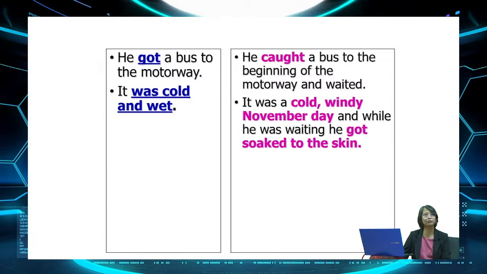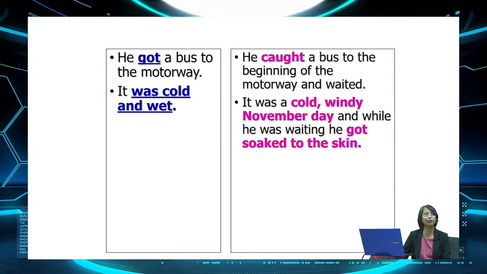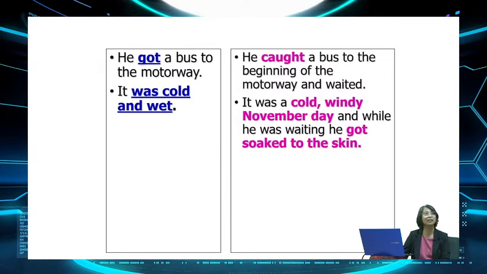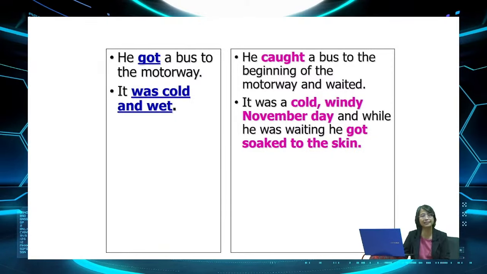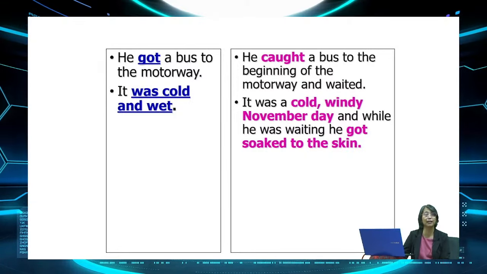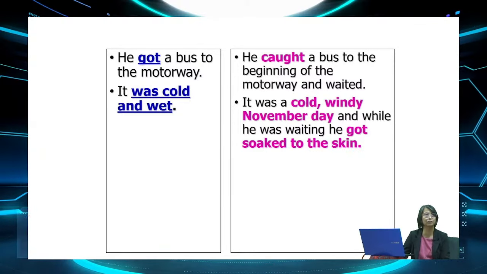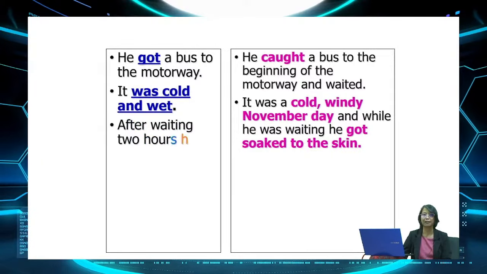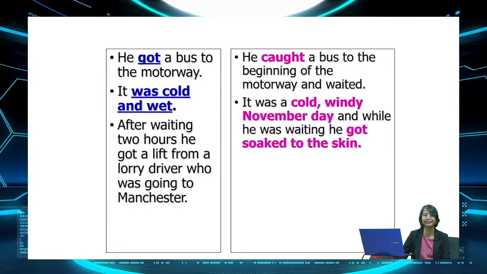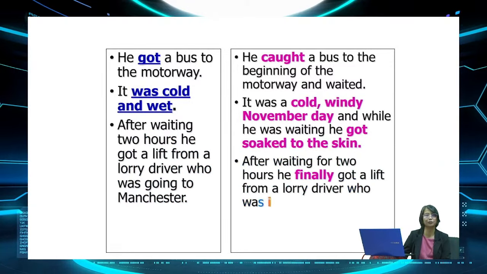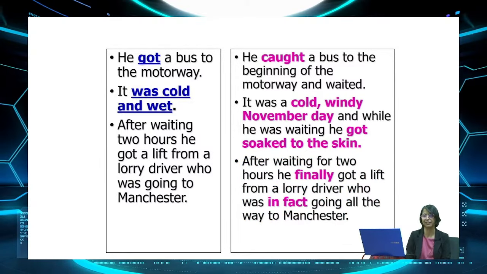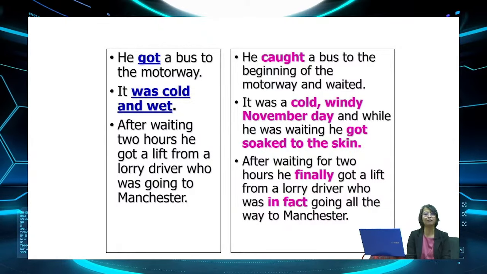So we want you to be able to imagine. So we have what we call a show word. It was a cold, windy November day, and while he was waiting, he got soaked to the skin. So you can imagine if you got soaked to the skin, how it feels. So this is actually a show word. So if you are able to write like this, you would be able to score better. After waiting for 2 hours, he got a lift from a lorry driver who was going to Manchester. We can use words like finally got a lift from a lorry driver who was in fact going all the way to Manchester.